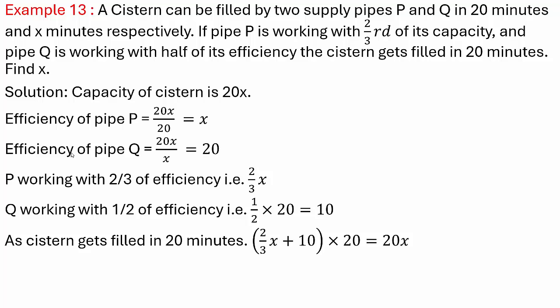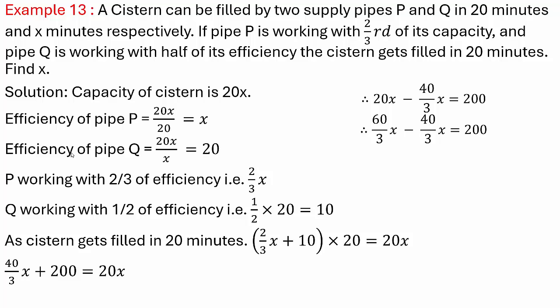As the cistern gets filled in 20 minutes, 2/3 X plus 10, this is the efficiency of both the pipes together, multiplied by 20 equal to 20X. If we solve this, 40X by 3 plus 200 equal to 20X. 20X minus 40 by 3 X equal to 200. 60 by 3 X minus 40 by 3 X equal to 200. 20 by 3 X equal to 200. X equal to 200 multiplied by 3 by 20. That is 30 minutes. Therefore, the value of X is 30 minutes.